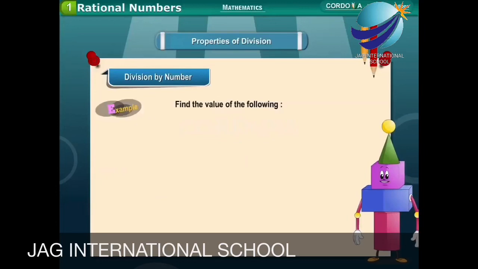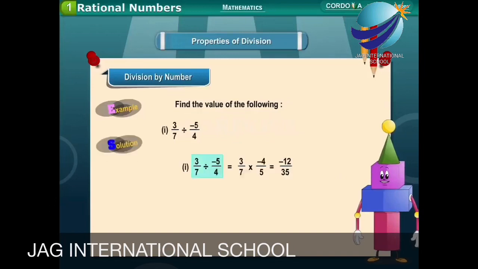Example, find the value of the following: 3/7 divided by -5/4. Solution, 3/7 divided by -5/4 is equal to 3/7 × -4/5, which is equal to -12/35.